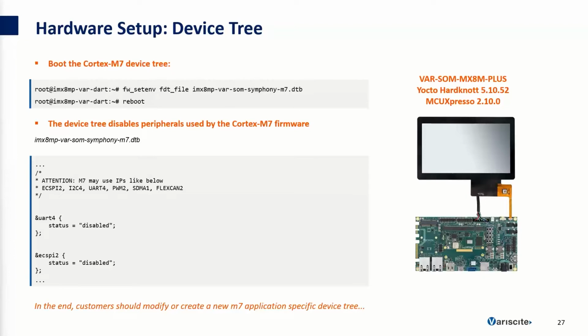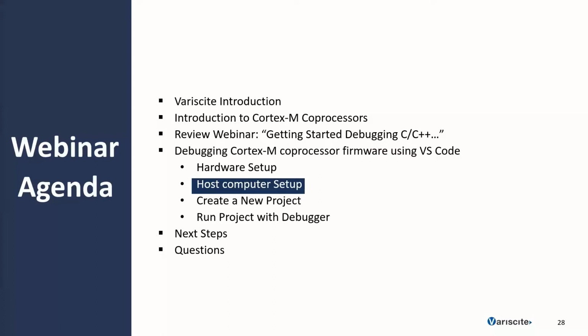And again, this device tree file is simply disabling the devices in Linux that we plan to use in the Cortex-M7. So in the code snippet here, you can see we disable UART4. Other examples use ECSPI2, so it's also disabled. But in the end, customers should modify and create a new M7 device tree that's specific to their application. After setting up our hardware and configuring the 8M Plus evaluation kit to boot the correct device tree, now let's look at how to set up our host computer.